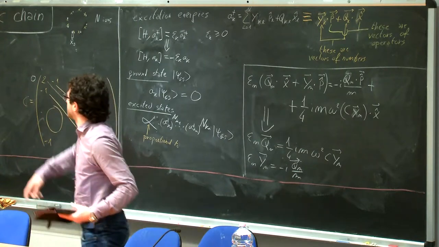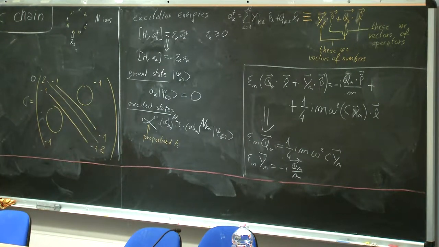So first of all, let's fix the normalization and see what this condition is. This condition means that 1 should be equal to the commutator between, okay, now A is the conjugate.